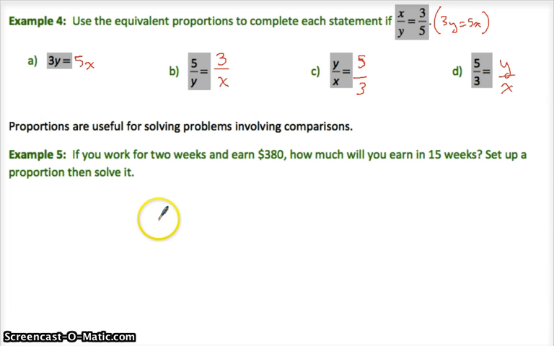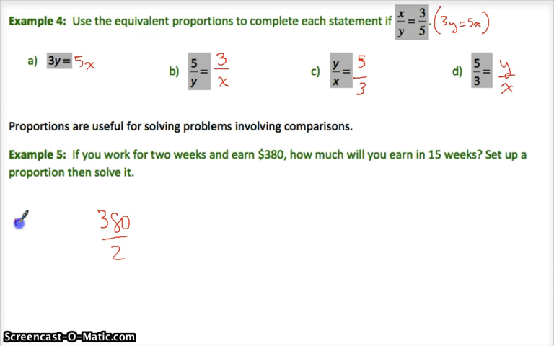If you work for 2 weeks and earn $380, how much would you earn? 50? Yeah, this is the whole reason we do proportions. Think about dollars per week. Okay, I'm just going to talk my way through this first word problem. That's all there is. 2 weeks is $380. So I earned $380 in 2 weeks.